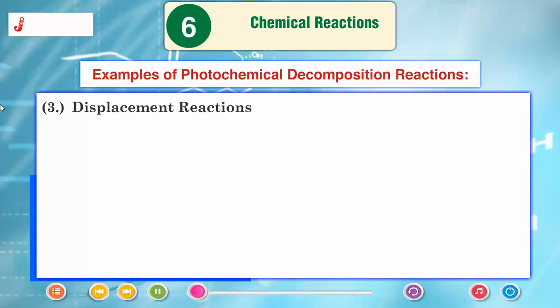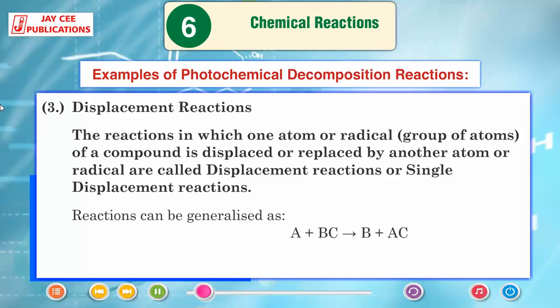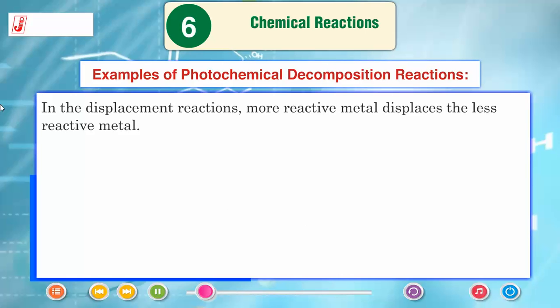Displacement reactions. The reactions in which one atom or radical group of atoms of a compound is displaced or replaced by another atom or radical are called displacement reactions or single displacement reactions. Reactions can be generalized as A plus BC is B plus AC. In displacement reactions, the more reactive metal displaces the less reactive metal.